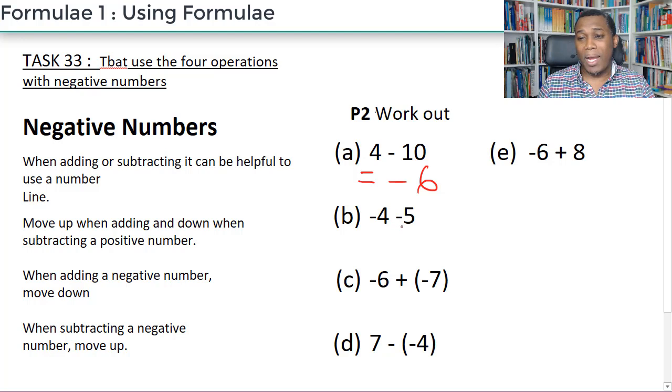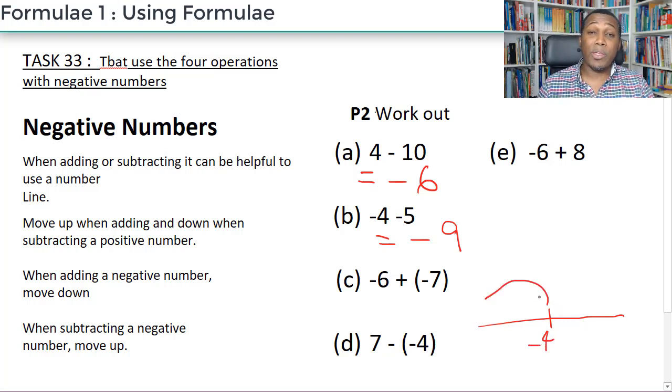B, -4 take away 5. I'm starting at -4 on the number line, but I'm going down, so I'm taking away 5. That will give me -9. It's useful, if necessary, to draw a little number line for all of them. If I started at -4 and I'm going down, I'm going further away from 0. Going up would have given me closer to 0, but going down, it's -5, -6, and so on. So that's how I'm getting to -9.